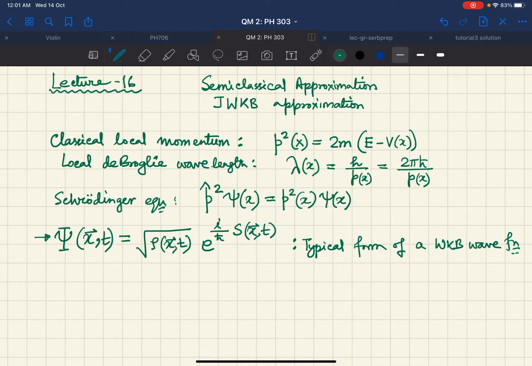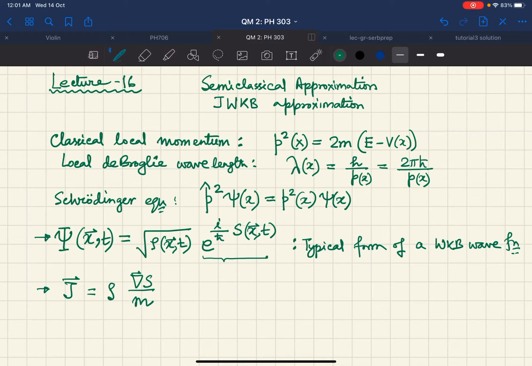And also you recall that the current J was given by rho times the gradient of S divided by m. So we identify the current, which is perpendicular to the surface of constant phase S, which is there in this exponential.